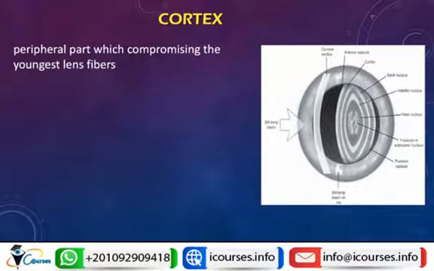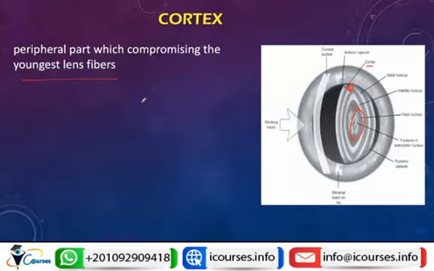The cortex will be made from the superficial part, so these are the youngest lens fibers. As the lens fibers are laid down from the equator, making the cortex, the cortex will compress the older fibers inside toward the lens nucleus.